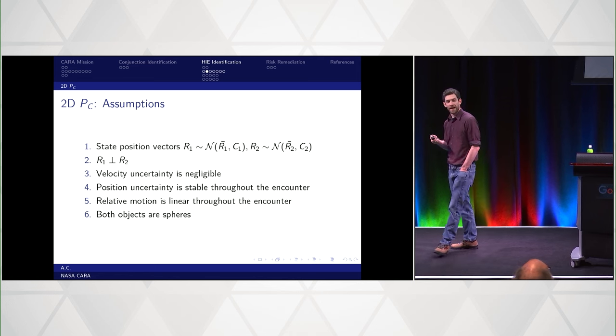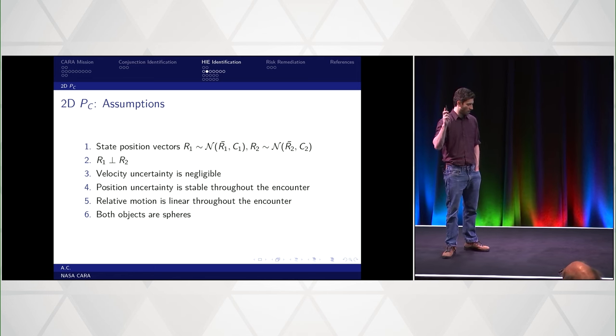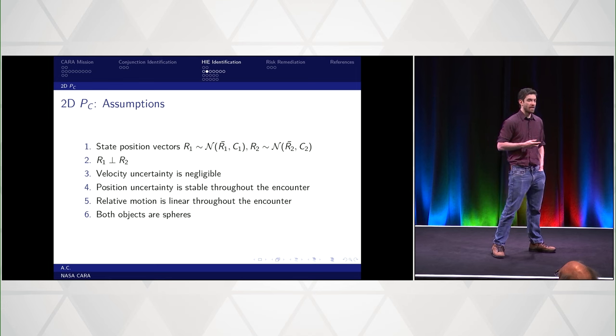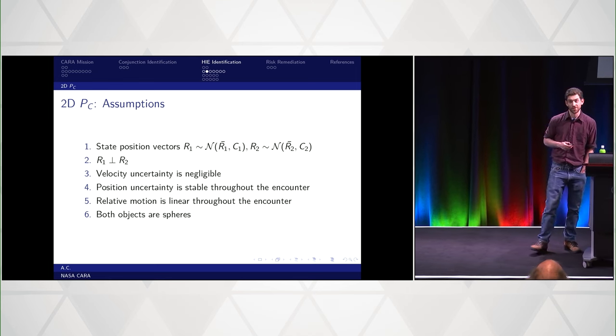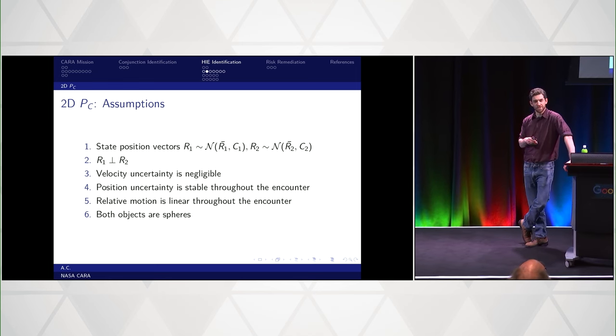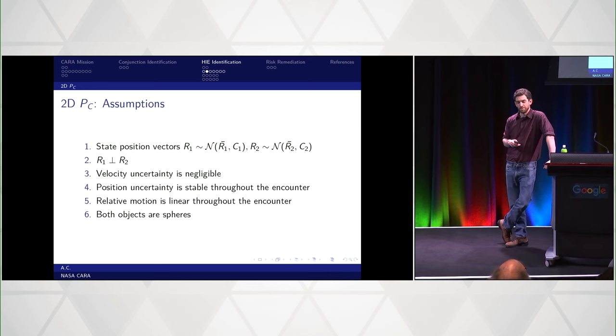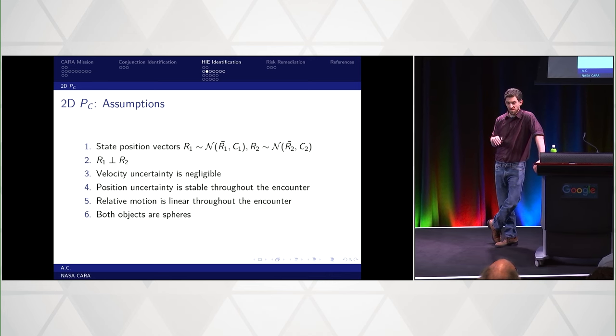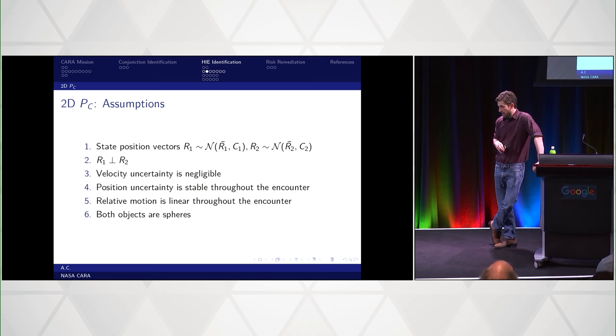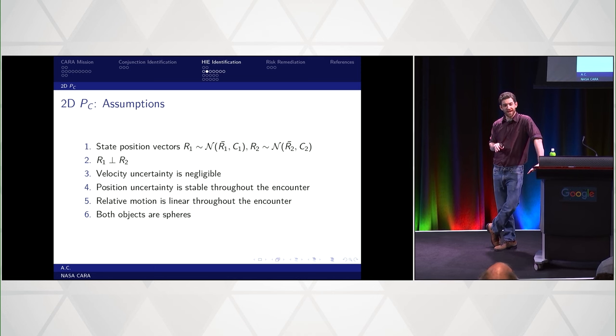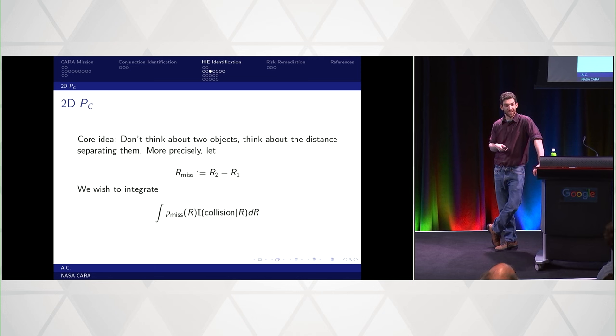And we're going to have state position vectors, R1 and R2. We're going to say they're Gaussian. We're going to say that those position vectors are independent. We're going to pretend that we know exactly where they're going. We're going to pretend that position uncertainty doesn't change at any point in time. And we're actually not even going to pretend that this is a two-body equation of motion. We're going to pretend that these are moving in a straight line forever. And they're spheres, because that's going to make life easier. This is not reality, but boy, does it make the calculations easier.